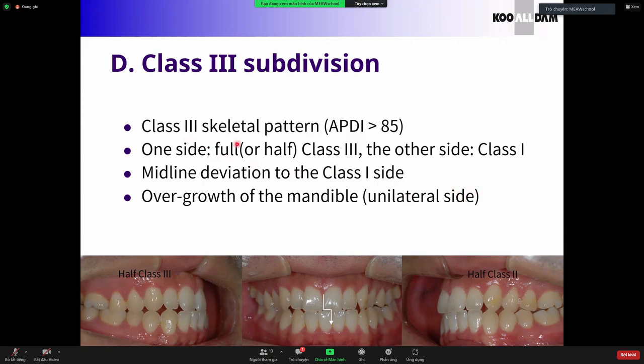Also, the patient's skeletal pattern is class 3. This means APDI is greater than 85. This patient is right side half class 3. On the left side, the upper canine and lower canine are half class 2.